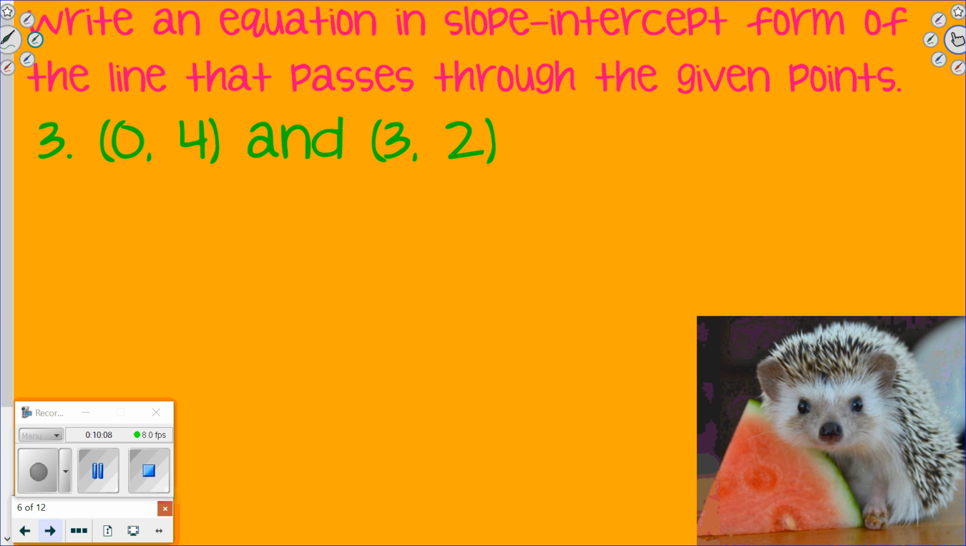All right, same directions. All I need to look at is I have 2 points. It's the only thing I can find with 2 points. That's the slope.